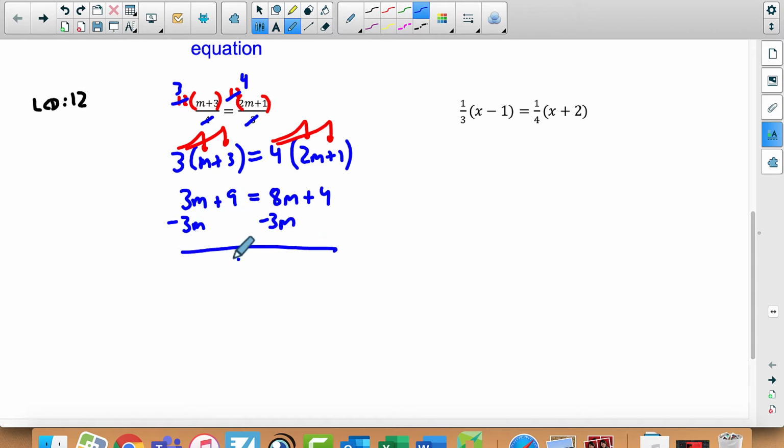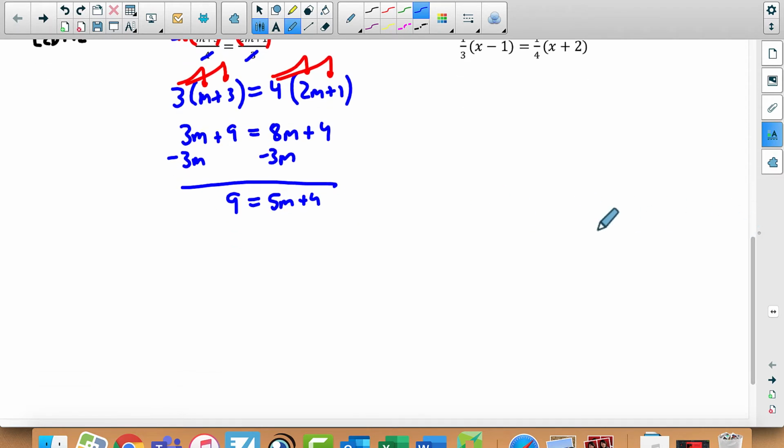So you end up with 9 equals 5m. When you do 8 minus 3, you get 5m plus 4. We're down to our last step, besides checking, which we probably won't do. We want to get the m by itself. So look for adding or subtracting first.